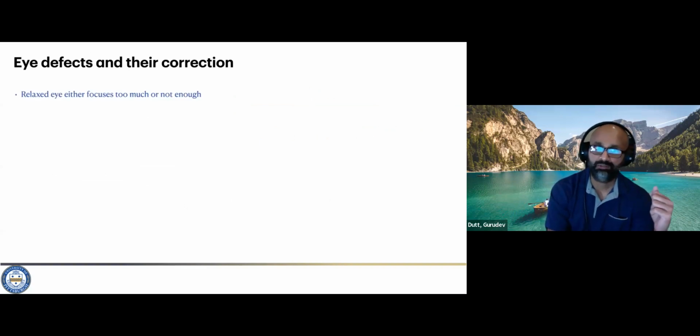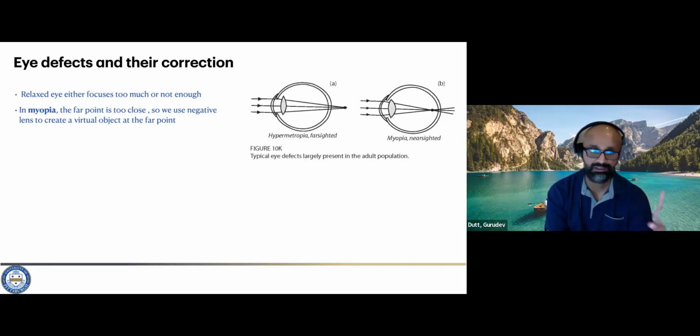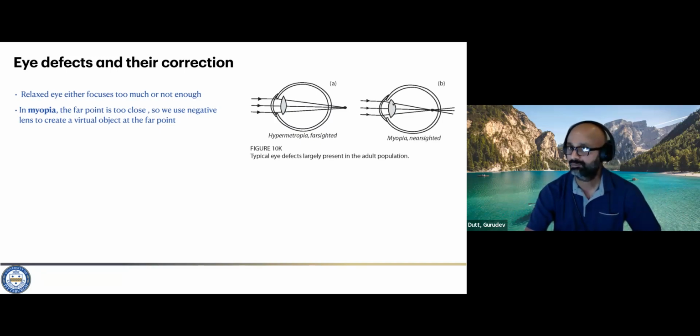So what are the typical types of eye defects? One of the most common eye defects is myopia, in which the far point is too close. That means that far away objects are not focused properly onto the retina. And so we have to use, and I'll show you, a negative lens, which is typically used to create a virtual object at the far point. You can see that here. Instead of the eyeball contracting enough to focus in the relaxed condition, what's happening is that the parallel beams of light are getting focused to a point that is away from the retina, that is, in front of the retina. And so this is one of the most common defects.